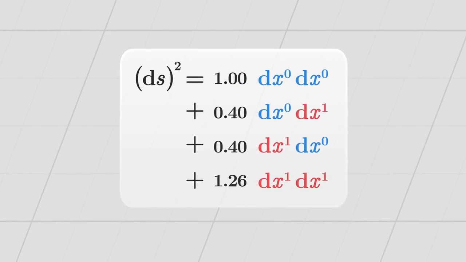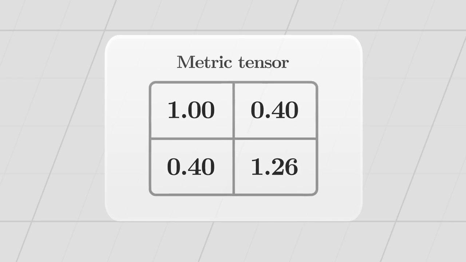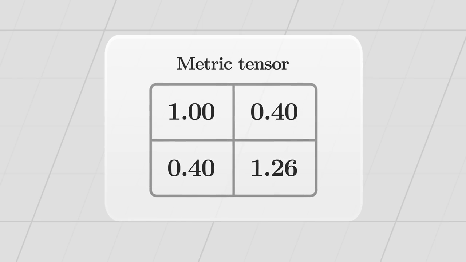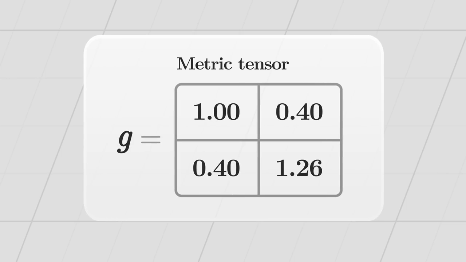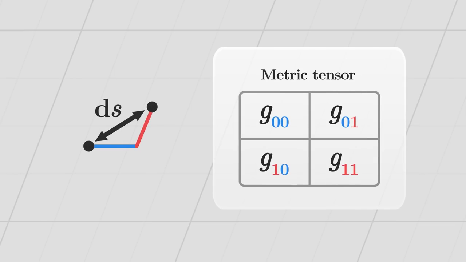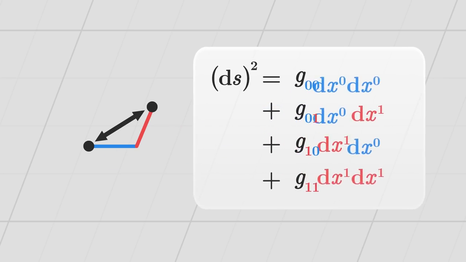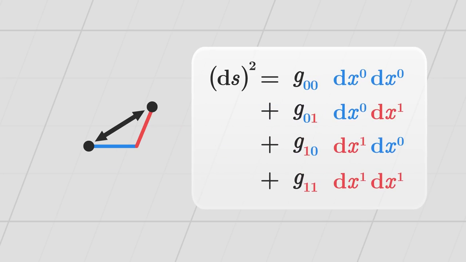All these coefficients which multiply each combination can be brought together in a table, with 1 row and 1 column for each coordinate. We call this object the metric tensor. It is represented as a table whose components allow us to calculate small distances. Usually, this table is called G, and its components are numbered by 2 indices. We can therefore write the square of the distance which separates 2 points as the sum of each component of this table multiplied by the corresponding differences in the coordinates between the points.